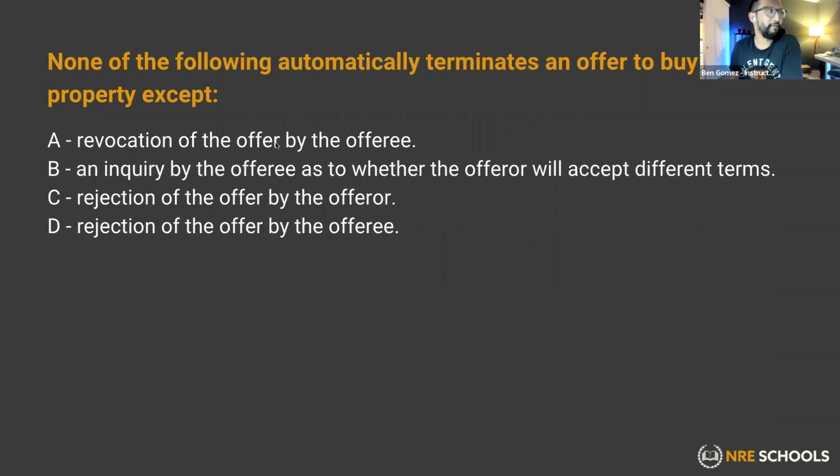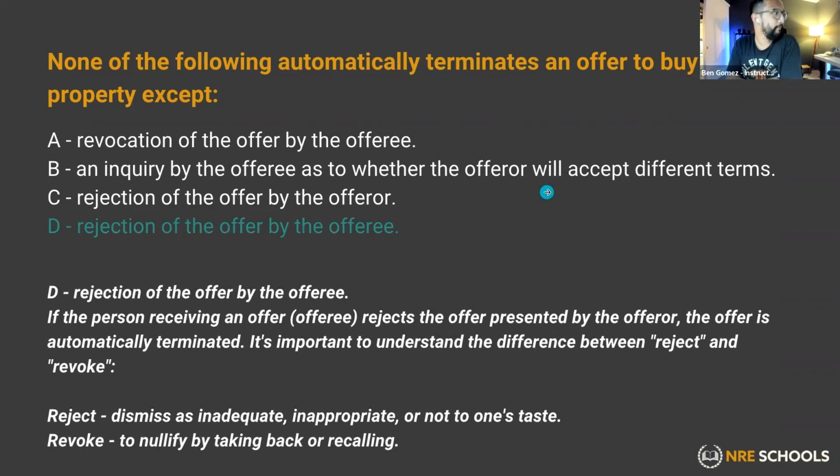They mix up the wording. They should have put offeror there. The offeror, remember, that's the buyer. They're revoking their offer. So it wouldn't be by the seller, it would be by the buyer. So this is an incorrect statement. An inquiry by the seller as to whether the buyer will accept different terms doesn't automatically terminate an offer. Rejection of the offer by the offeror is not the buyer receiving the offer. Rejection of the offer by the offeree, rejection of the offer by the seller. It's D.